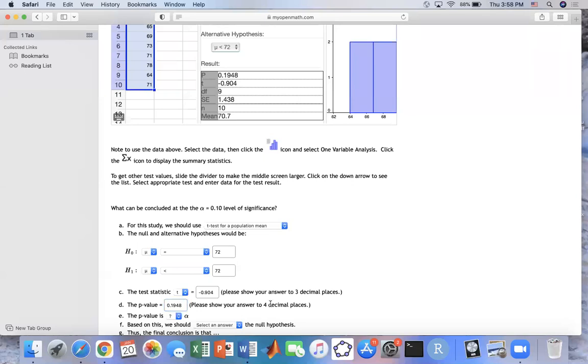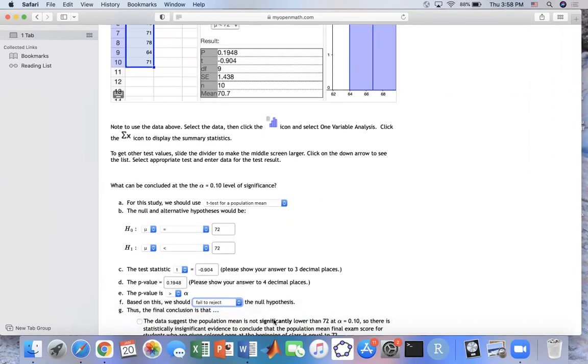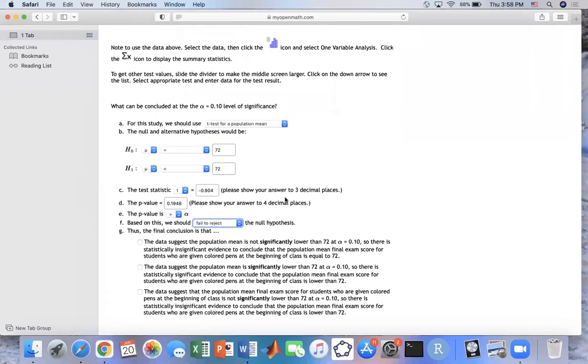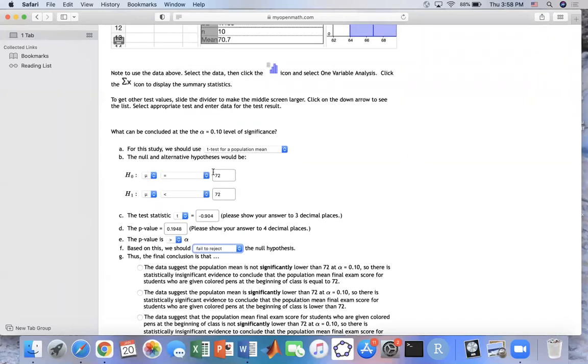Because our alpha is 0.1 and this p-value is 0.19, this one is greater. Therefore, we should not reject the null. If the p-value is less than alpha, then we reject the null, but in this case, we fail to reject the null. Remember, you don't say accept. Because we fail to reject the null, that means the mean is around 72. It's not less than.